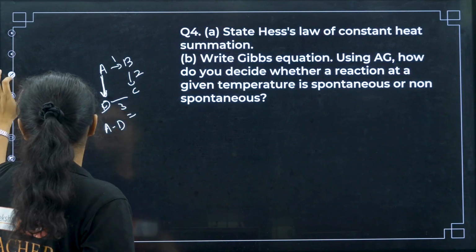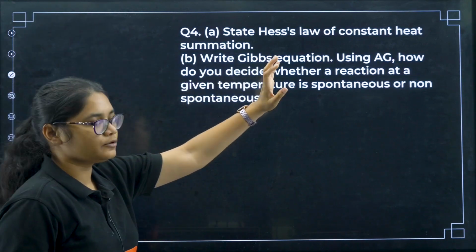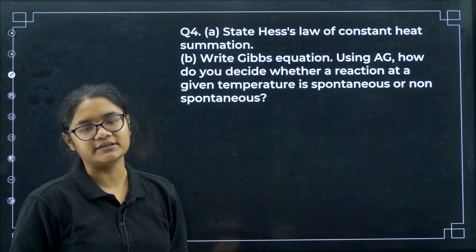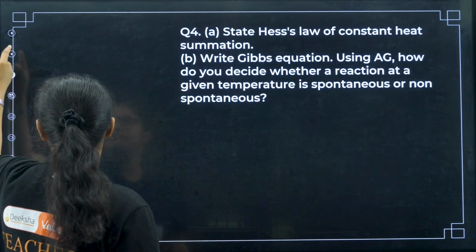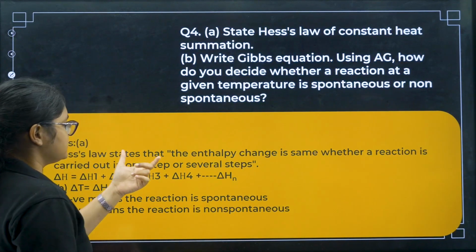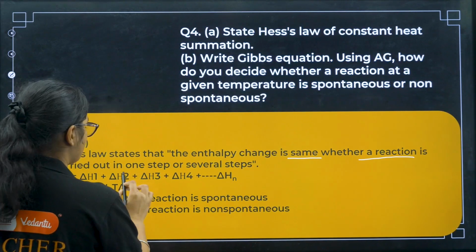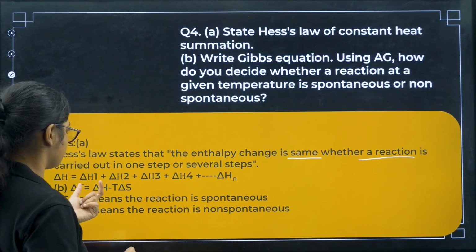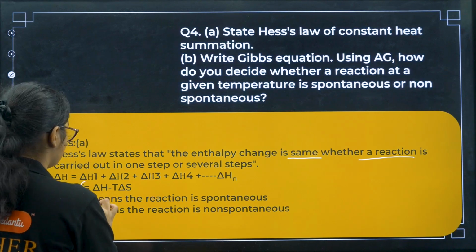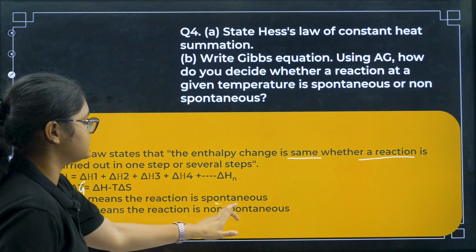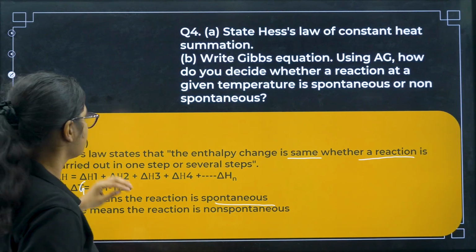Okay. Now the Gibbs energy equation is what? Delta G is equal to delta H minus T delta S. How will you tell if the reaction is spontaneous? If delta G is negative, the reaction is spontaneous, right? Very simple question, this one. Yes, Hess's law states that the enthalpy change is the same whether a reaction is carried out in one or several steps. Okay. Now delta G is equal to delta H minus T delta S. Delta G negative means the reaction is spontaneous.